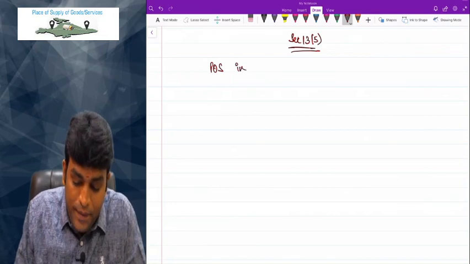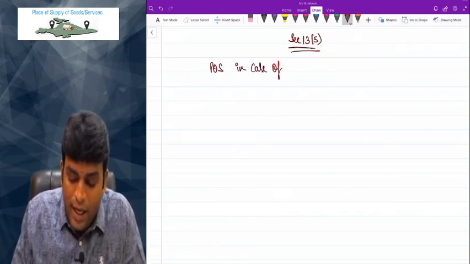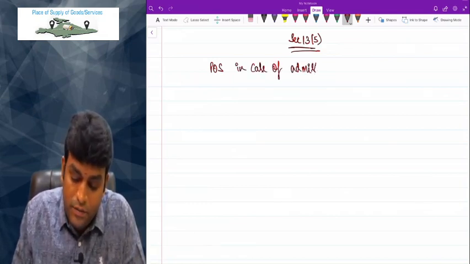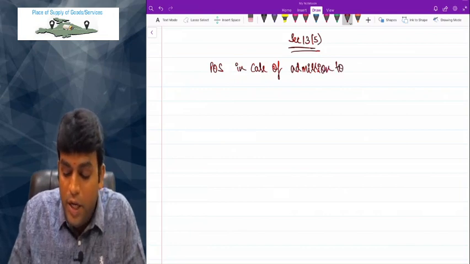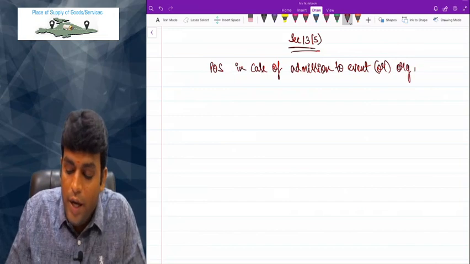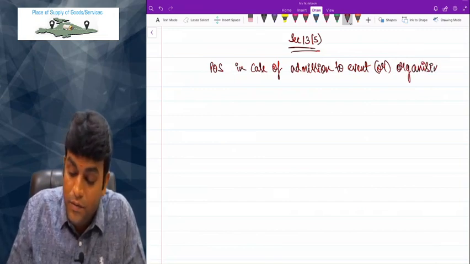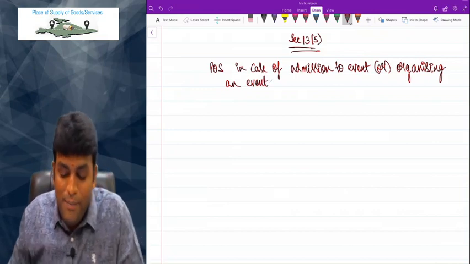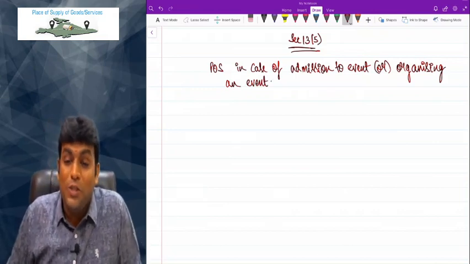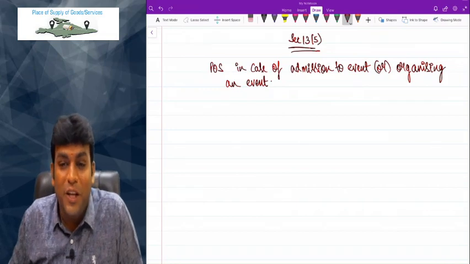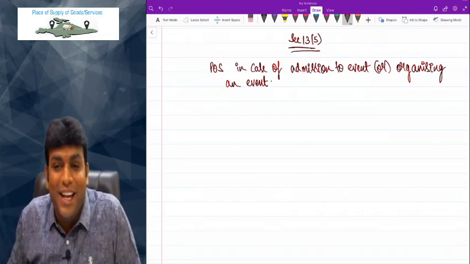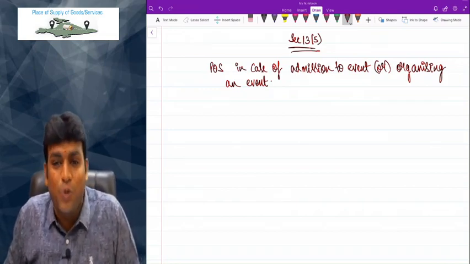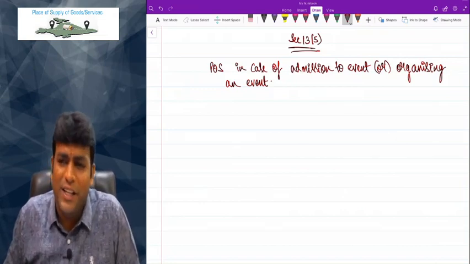13.5 talks about place of supply in case of admission to event or organizing an event. Admission to event or organizing an event. So if you remember, in section 12 we had two separate subsections for admission to event and organizing an event. There we learnt that for admission to event it is 12.6, and for organizing an event it is 12.7.